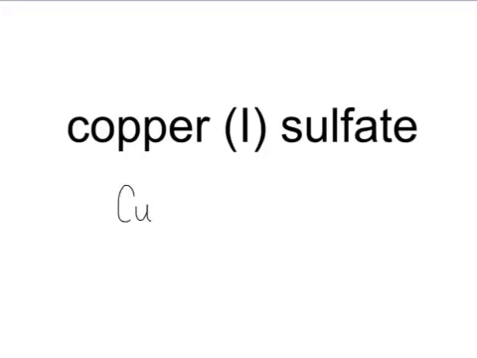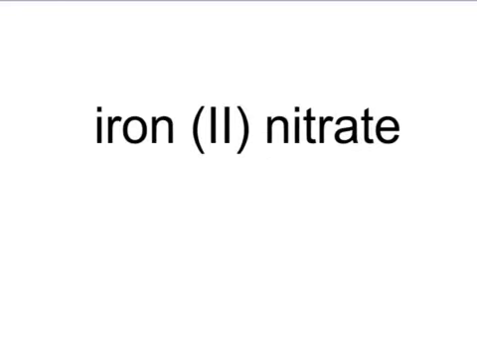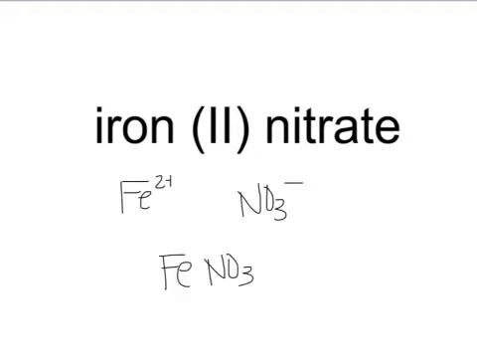Copper 1 sulfate. Copper is 1+. Sulfate is SO4 2-. Cu2SO4. 2 comes down there, the 1 goes behind there. Copper 1 sulfate. Okay, iron 2 nitrate. Iron, in this case, is 2+. Nitrate is NO3, it's 1-. Fe(NO3)2.